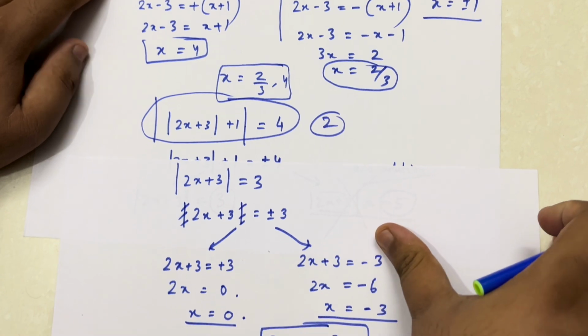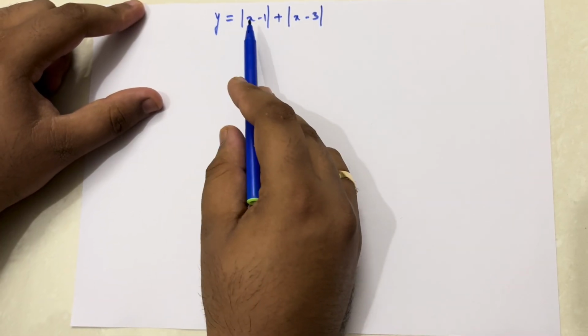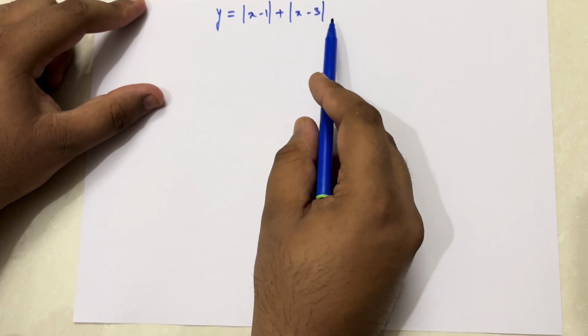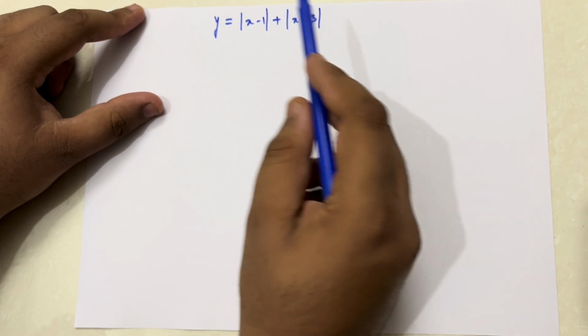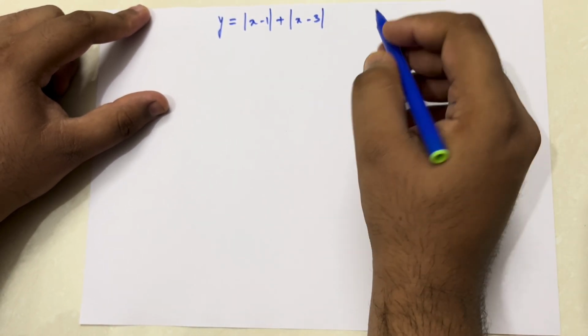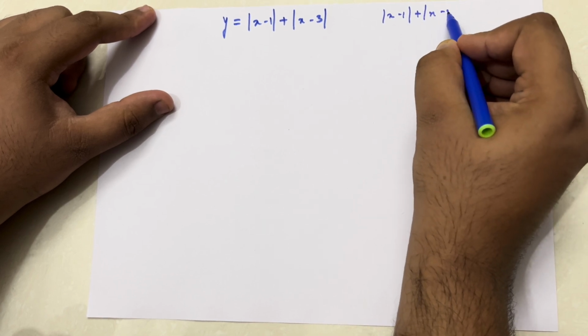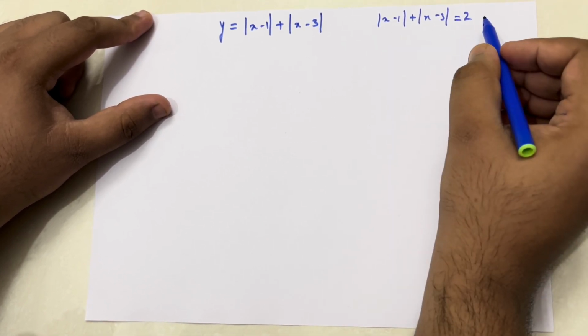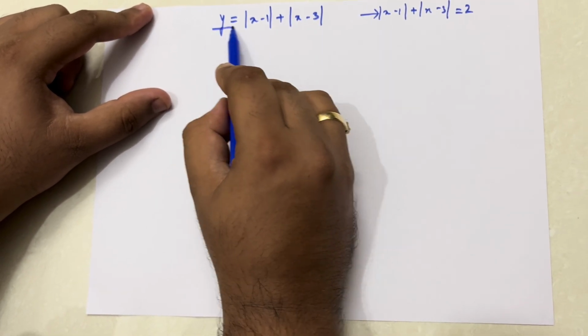Let us move into more complex problems of modulus. Let's get to the next question. y equals mod x minus 1 plus mod x minus 3. How to draw this graph? This is a very important and commonly asked question. Sometimes the question can come like this: mod x minus 1 plus mod x minus 3 equals 2, find the value of x. Before going into this question, let us understand how we can draw this graph.